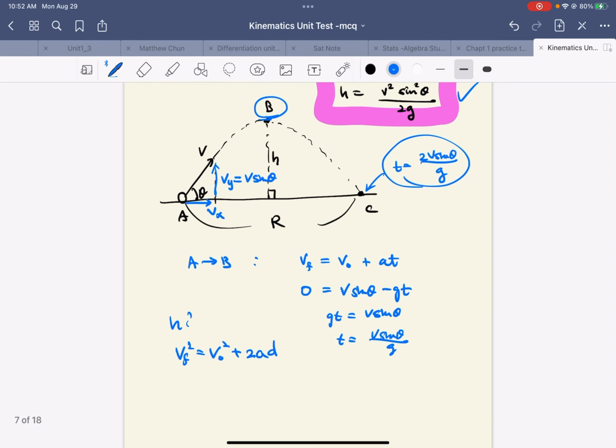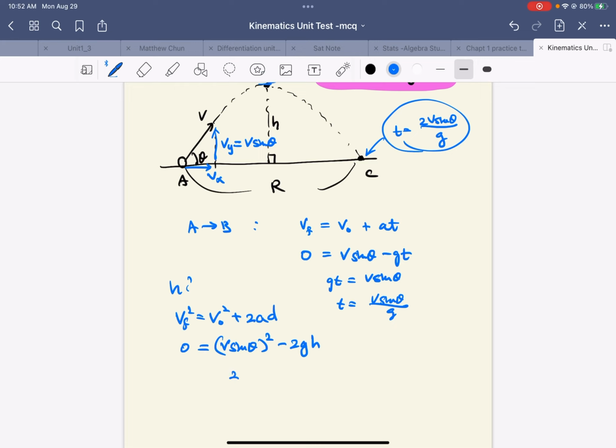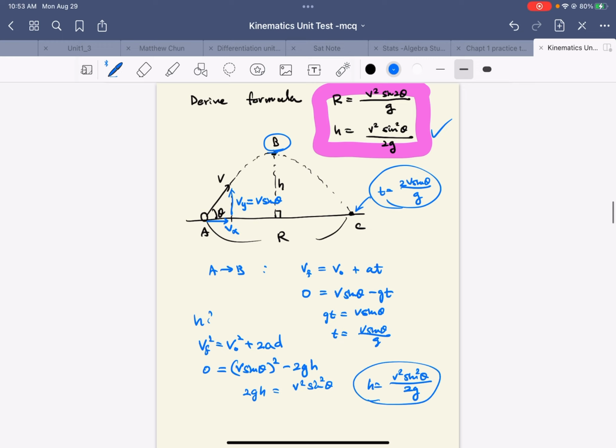When it hits the ground, basically the velocity will be 0. So 0 equals your initial velocity, v sine theta, squared, minus 2gh. d is height, and a is gravity, so negative g. From here, 2gh equals v squared sine squared theta. So your h is v squared sine squared theta over 2g. So that's the formula up there. That's how I'm going to derive it.